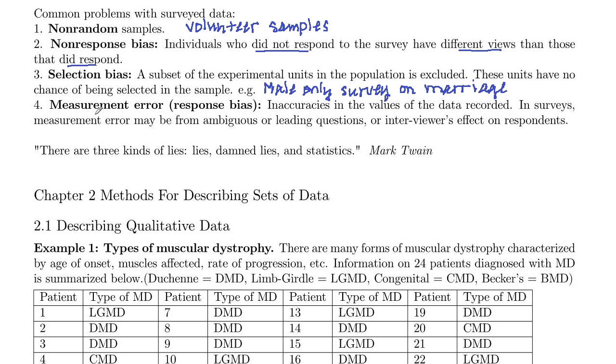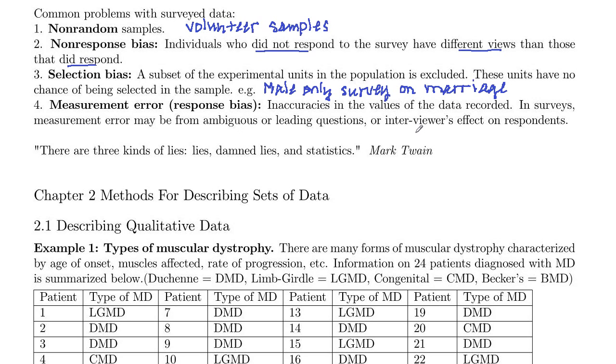And then you can also have what's called measurement error, or more commonly response bias. Those are inaccuracies in the values for your recorded data. So in surveys, you could get measurement error from what are called leading questions. These are questions that are worded in a way to try to get you to respond in a way that the surveyor wants you to respond. And then there are ambiguities in the question that can really muddy the waters so that the answer to that question is not even usable. And then there are also interviewer effects on respondents.